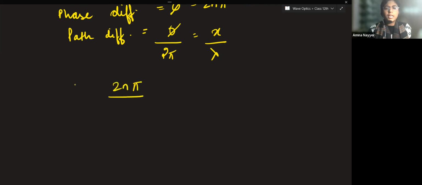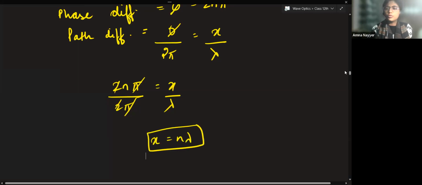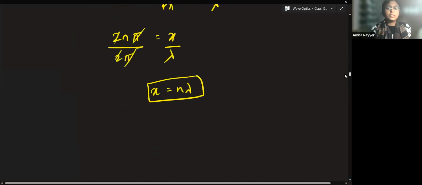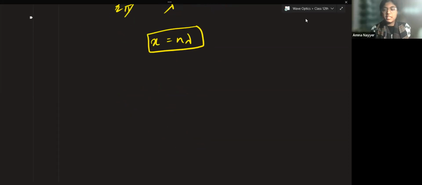So 2n pi by 2 pi is equal to x by lambda. The pi and 2 get cancelled, and x becomes equal to n lambda, where n is again 0, 1, 2, 3, any number. So the path difference is n lambda, and the phase difference is 2n pi.